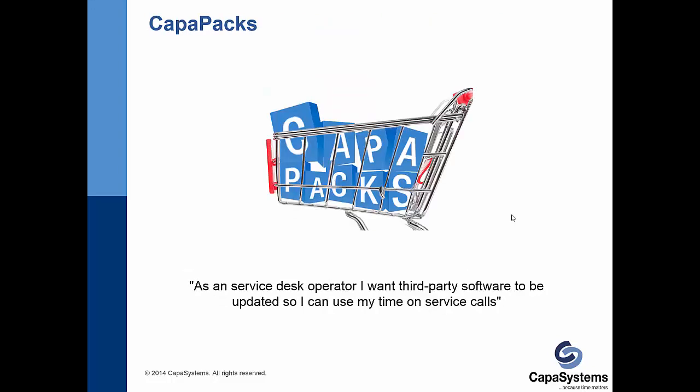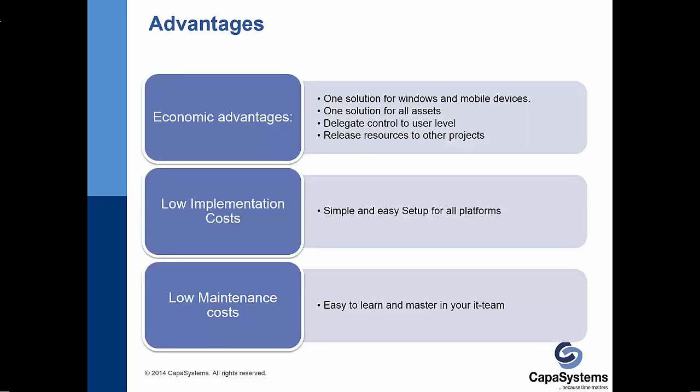The other user stories were about some features in the CapaInstaller product. We also have some services available. One of the services is called CapaPacks. With this service, you are able to get new versions of Java and .NET Framework and Adobe Flash Player, etc. I think we have about 50 or 60 applications available that will be updated automatically within 10 days from the release from the third party. So this is also a feature available for you.